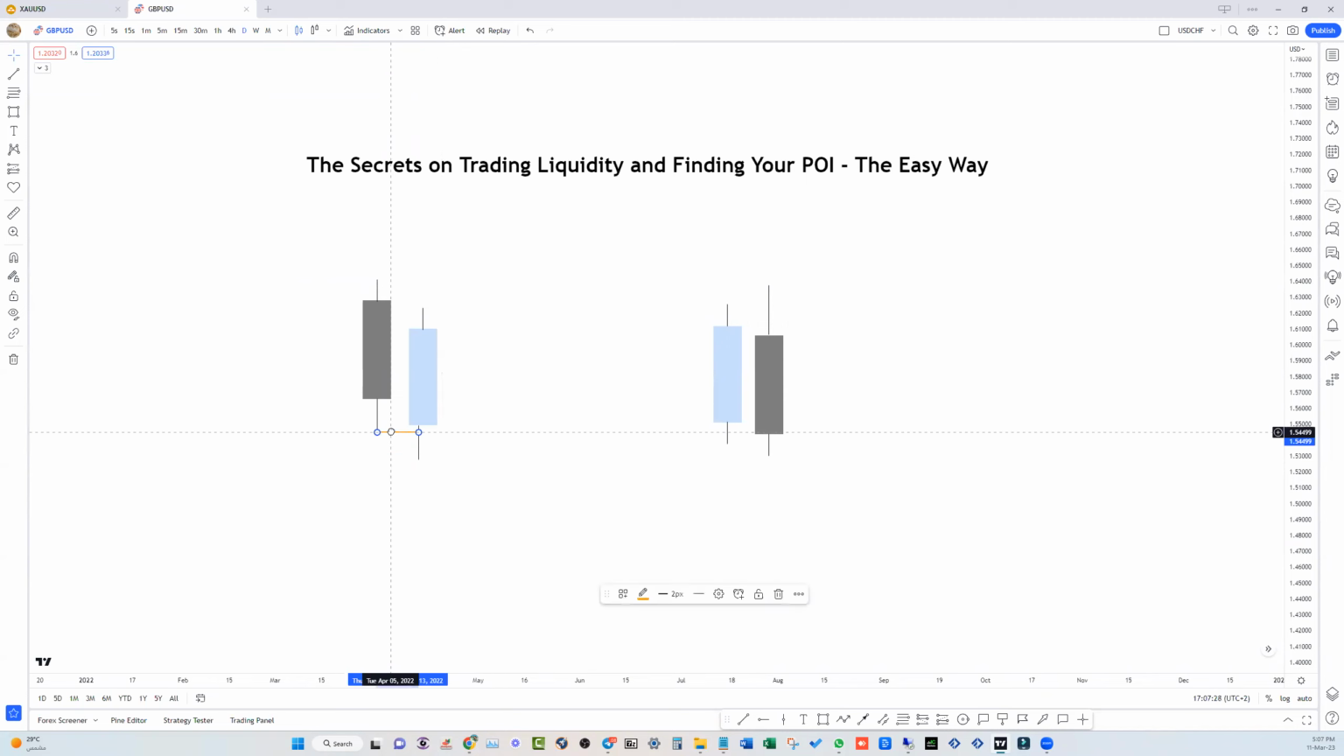Sorry, we are not using indicators. So this is just exactly by candle.